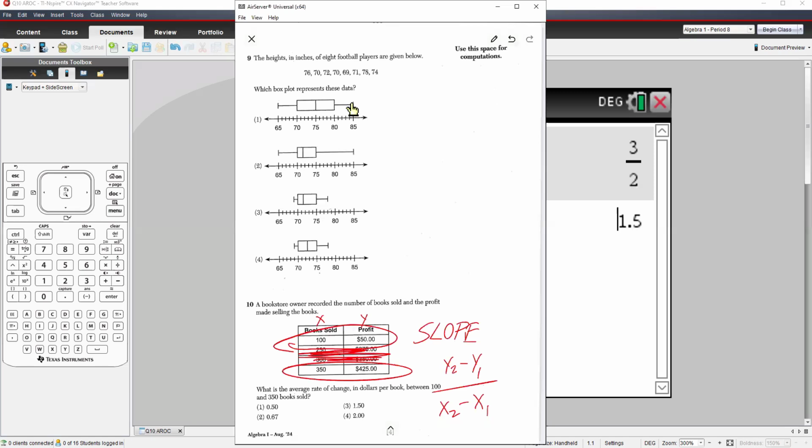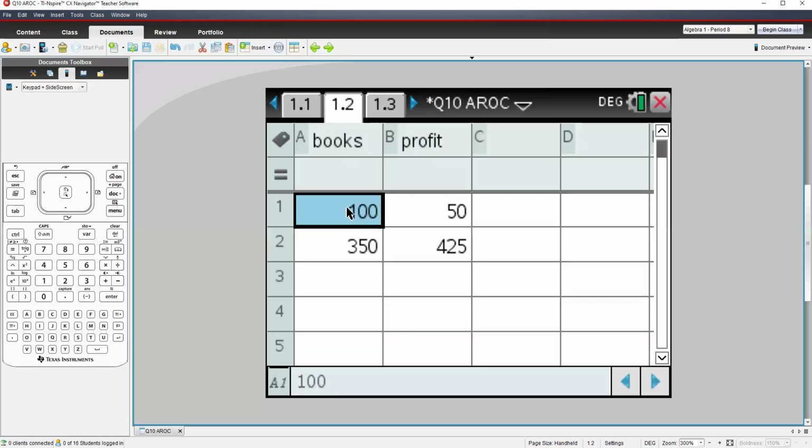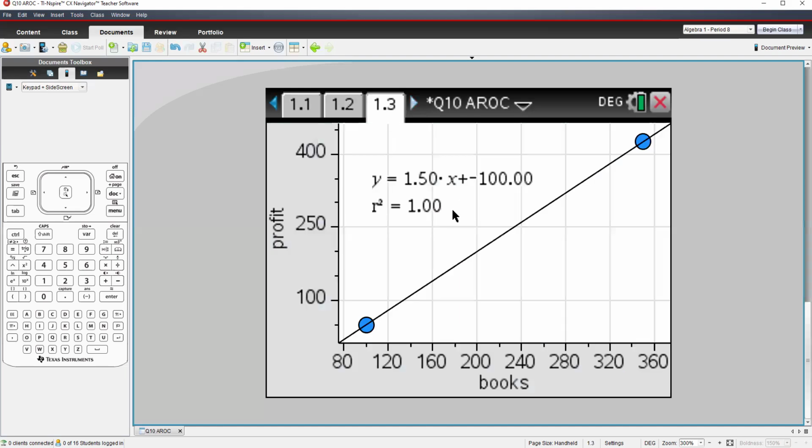Now, another way that you could do this, you could just take those two pieces of data, the books, 350, 425, and then create the equation. As you notice, the slope, or the average rate of change, or another name for it is common difference. Slope is the same thing as common difference, which is the same thing as average rate of change. All of those are equivalent.